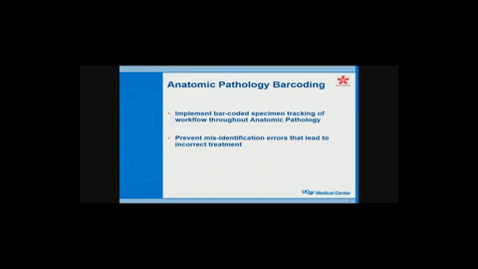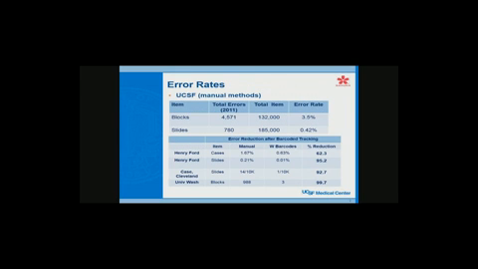It's written out. The reason for implementing barcoding is to track specimens and workflow throughout the anatomic pathology laboratory. We're talking about from accessioning all the way through delivery to pathologists, for the most part. And really the big impetus to put in barcoding is to prevent misidentification errors that lead to incorrect treatment.